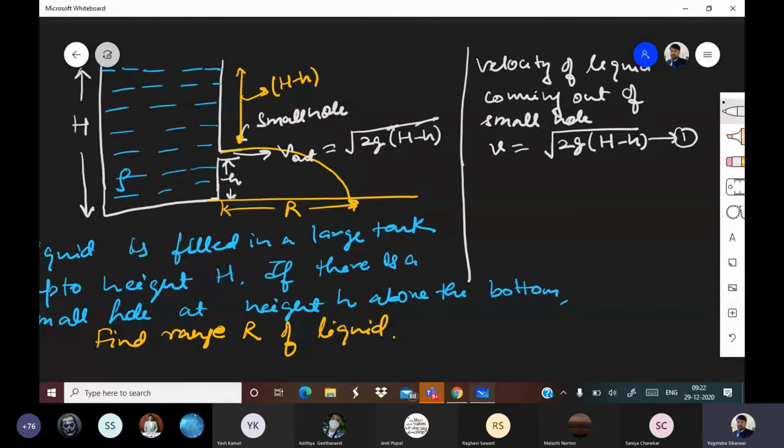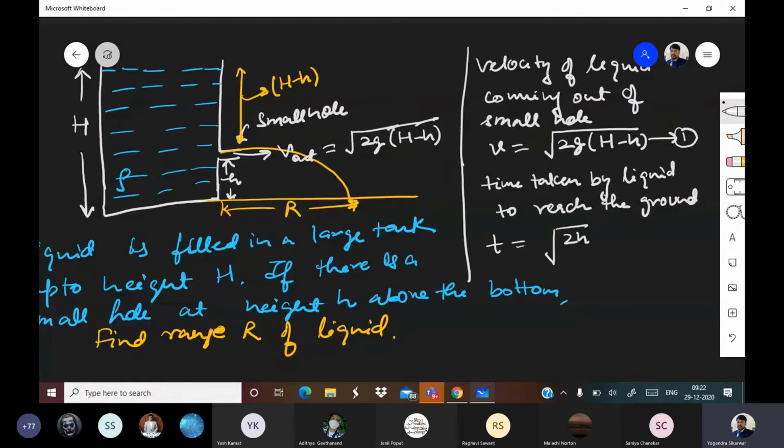Now how much time it will take to reach the bottom after coming out? So time taken by liquid to reach the ground. Can you observe that it is a horizontal projection sort of situation? Yes, it is. So T will be under root of 2h upon g.